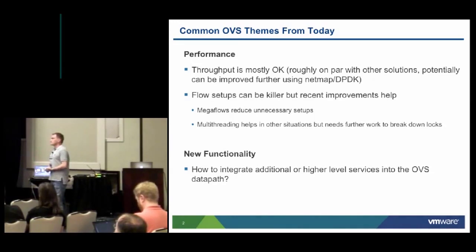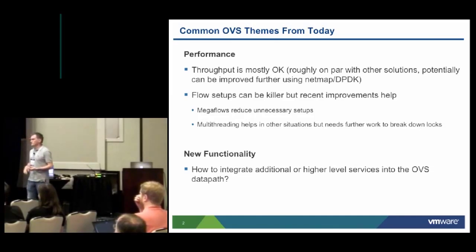The second big category of things that came up, and the one that I think has the most unresolved questions, is how to integrate additional functionality into OVS. OVS, I think, is really good for some L2 and L3 type workloads. These tend to match pretty well with the OpenFlow model of doing things, and they also tend to be fairly stateless and pretty common.